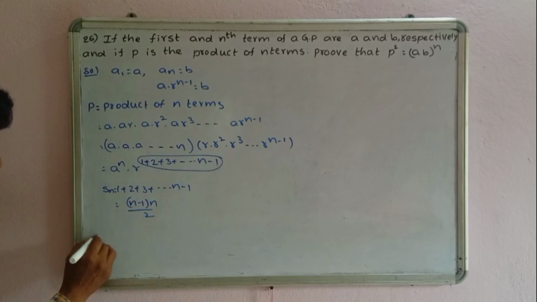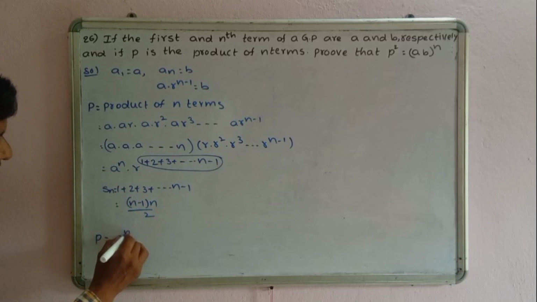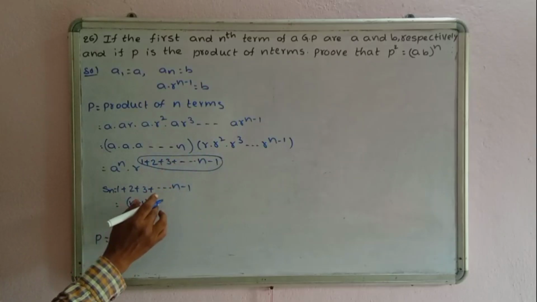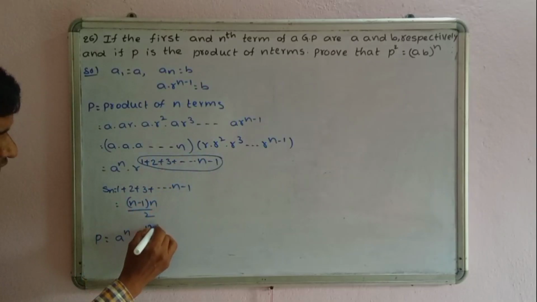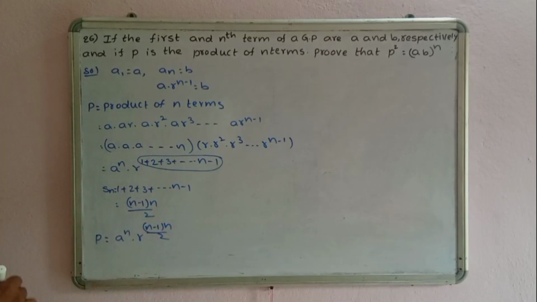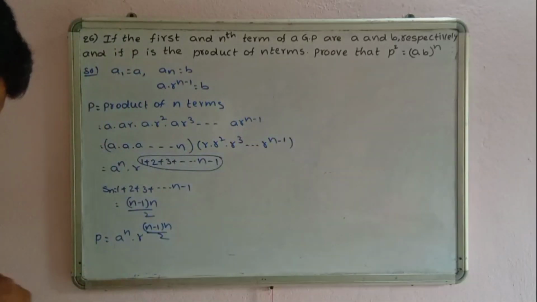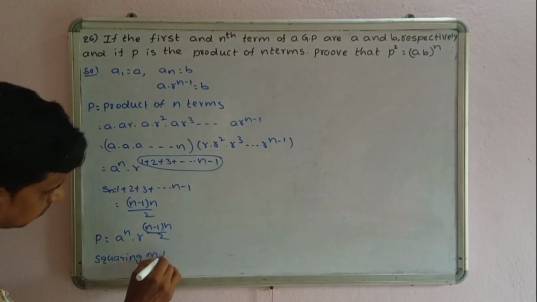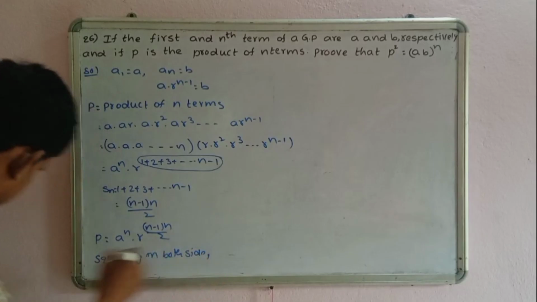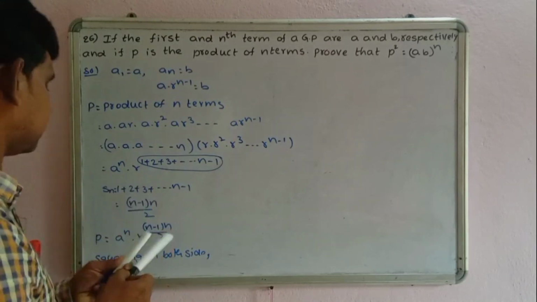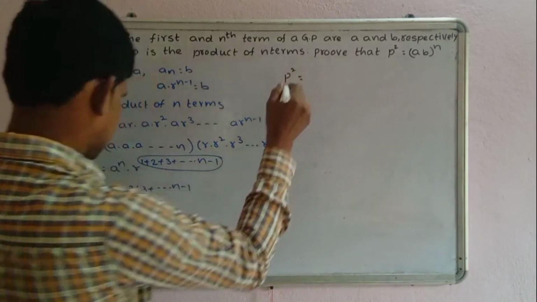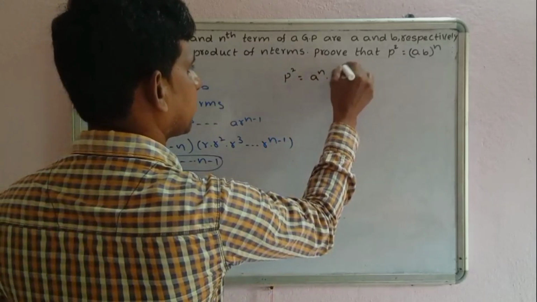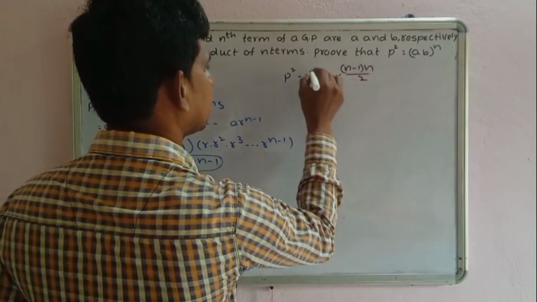Therefore, P equals the product, A power n into r power, 1 plus 2 plus so on, value how much? N minus 1 times n by 2. Here the question is P square. Here P is there, so squaring on both sides. P square equals A power n times r power n minus 1 into n by 2, whole square.